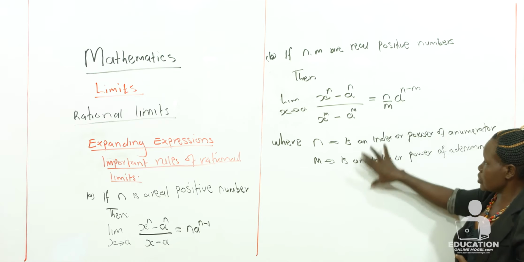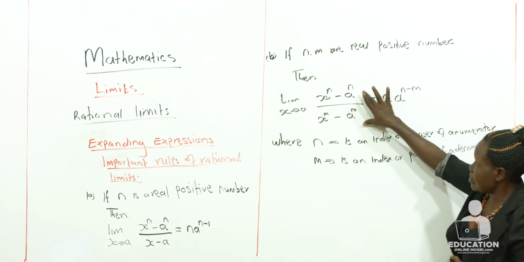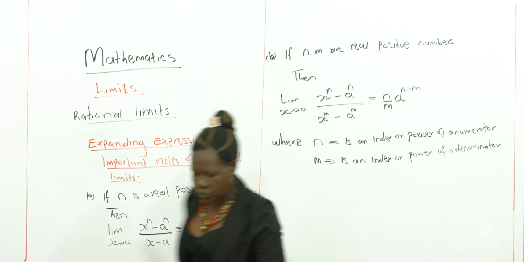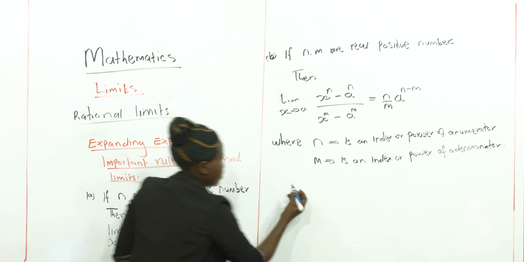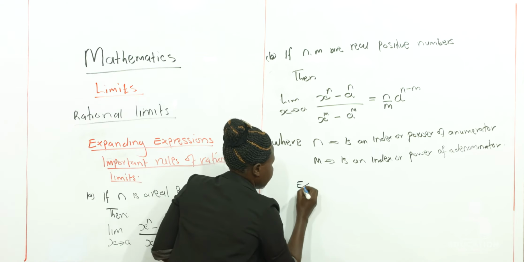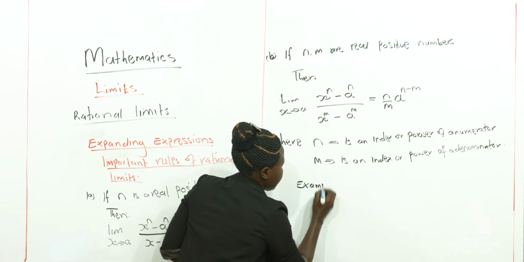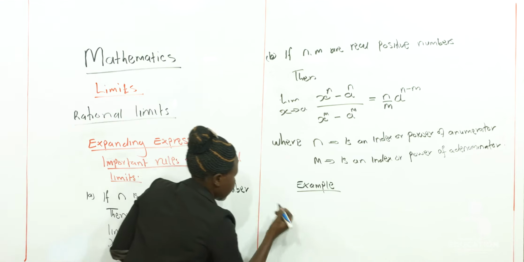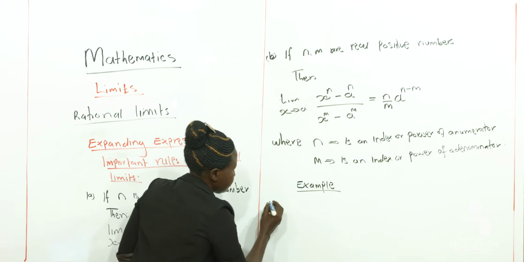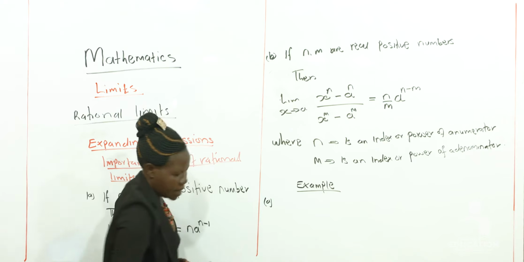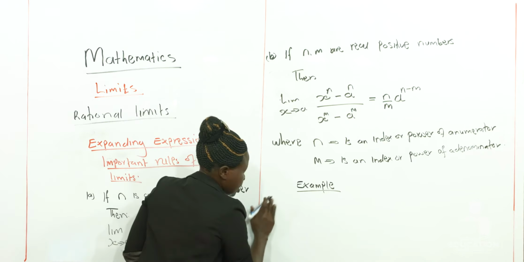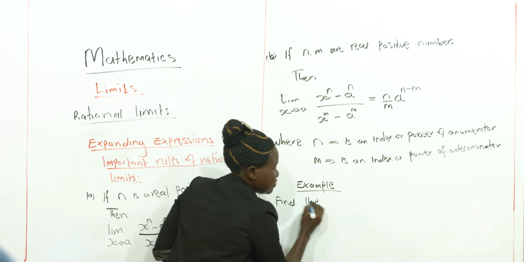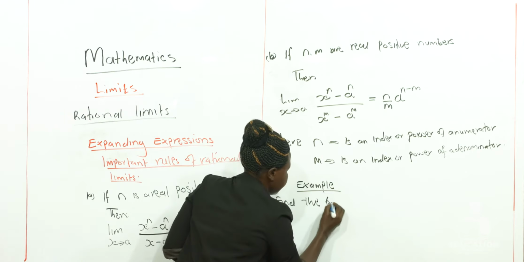Once you are able to interpret this formula, then you can easily work out any expression where both functions are powered when x is approaching any real number. Let us look at the example. They say find the following.